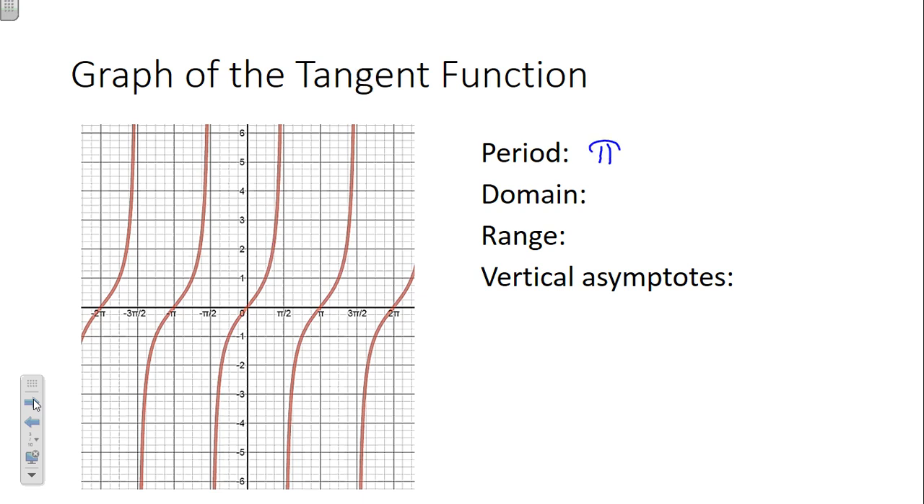So this is the one that breaks the rules. Everybody else, sine, cosine, and cosecant, secant, were always 2 pi. But tangent and cotangent like to do their own thing, and they have a period of pi. So we have to remember that when we're doing a phase shift, or not so much a phase shift, but our period, our part B. Okay? So we said the domain was everyone except for these asymptotes, right?